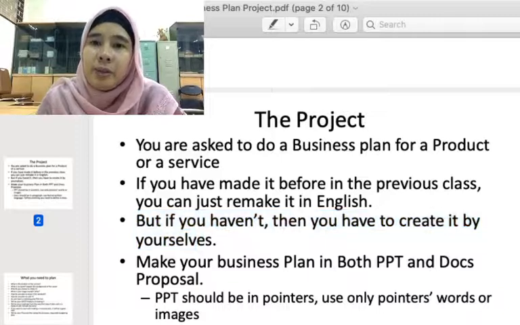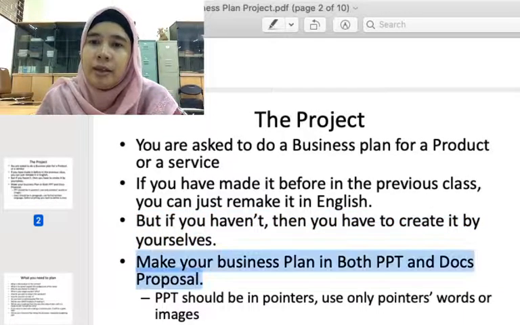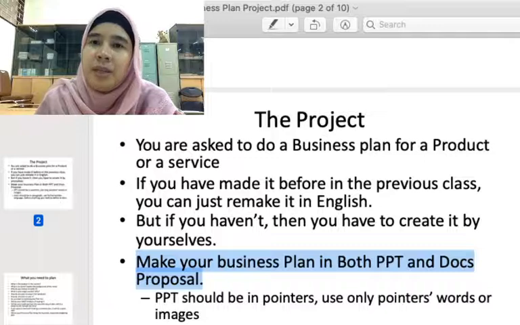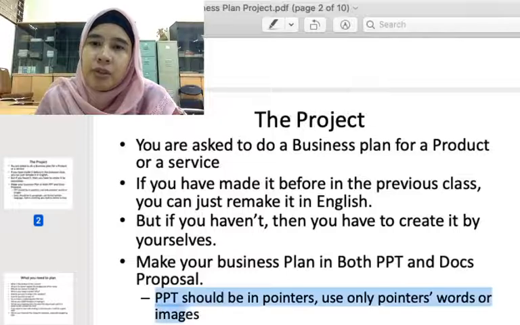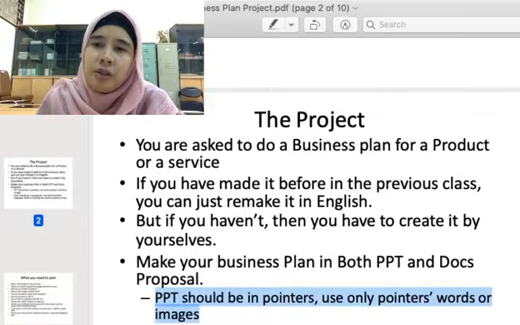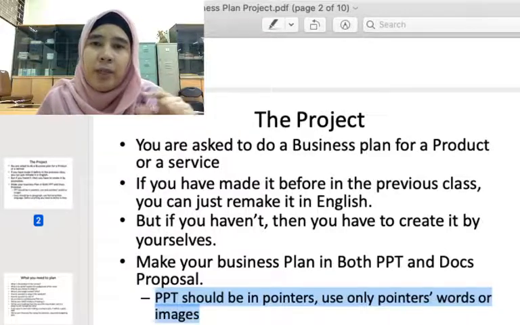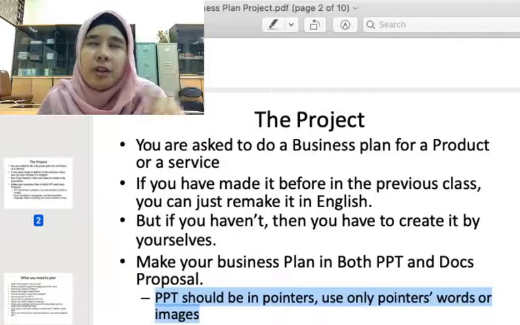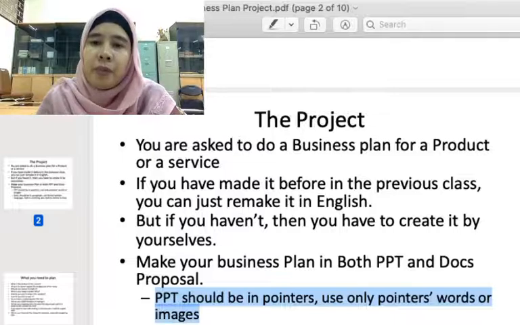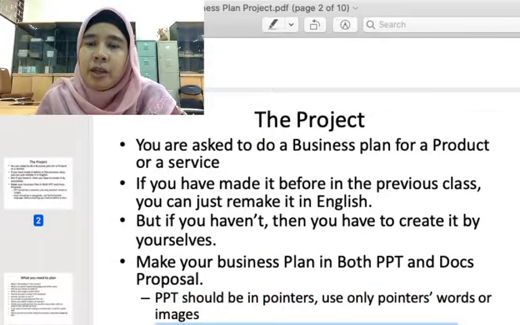Okay, what you make is this one. Make your business plan in both PowerPoint slides and a document proposal, or Microsoft Word proposal. In your PowerPoint, you should make it in pointers. Use only pointers, words, or images. What I mean by pointers is point per point in your PowerPoint slides. On the other hand, your docs should be in paragraphs.